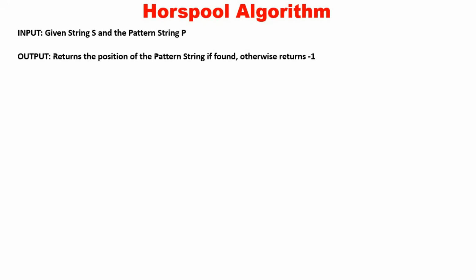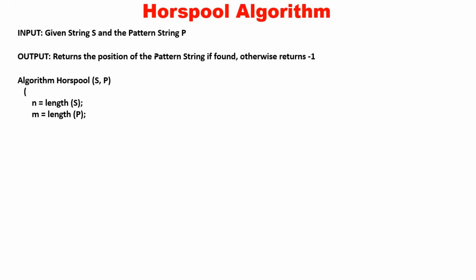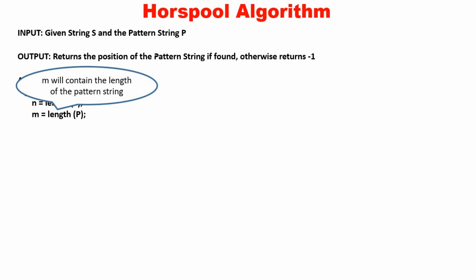Now, directly we should go to the Horspool algorithm. So what is the input? Given string and the pattern string. So pattern string should be there, given string should be there. It returns the position of the pattern string if the pattern string is found. Otherwise it returns a value -1. Yes, this is the Horspool algorithm. N will contain the length of the given string. M will contain the length of the pattern string.